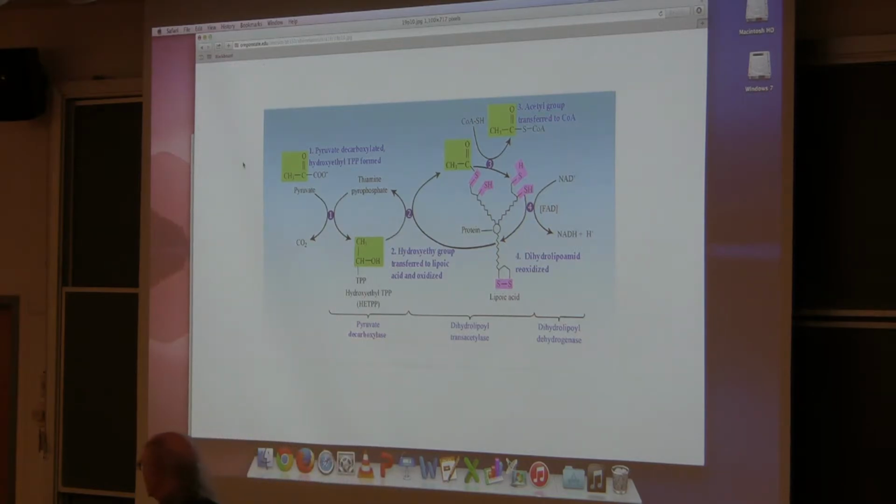Okay? So we can see something in this pathway about the role of each thing. Thiamine pyrophosphate carrying the 2-carbon piece, passing it off to lipoic acid where the oxidation occurs. The oxidation occurs on lipoic acid. And then lipoic acid passes its electrons off to FAD and NAD, ultimately making NADH, and in the process, acetyl-CoA is released.